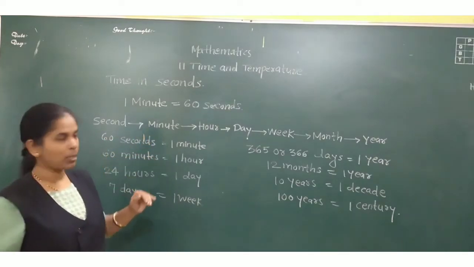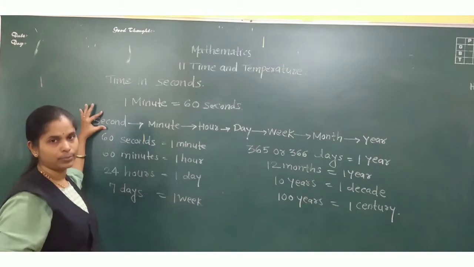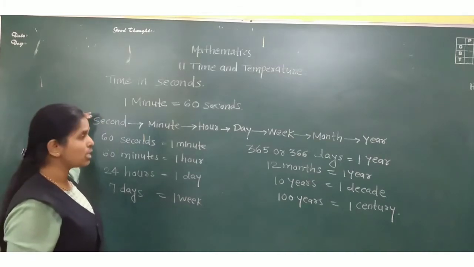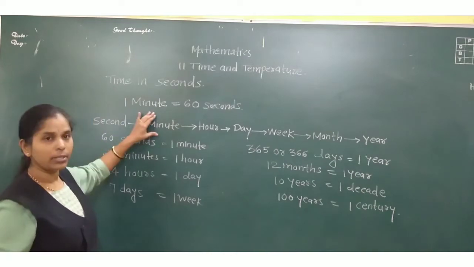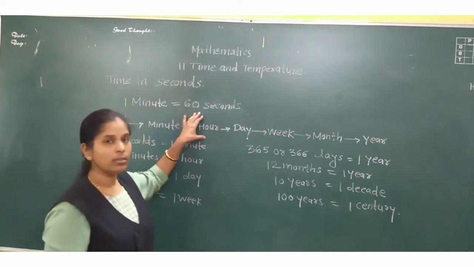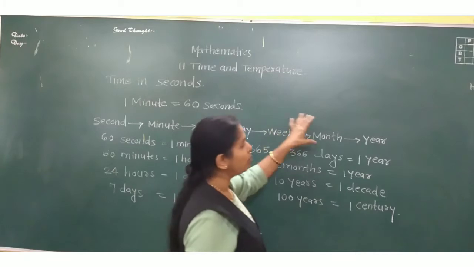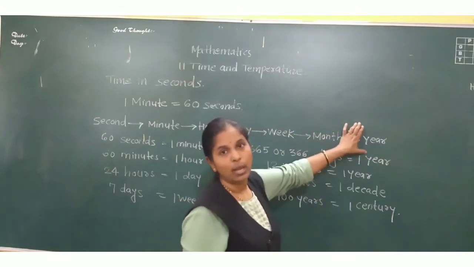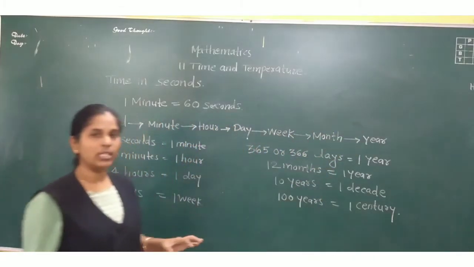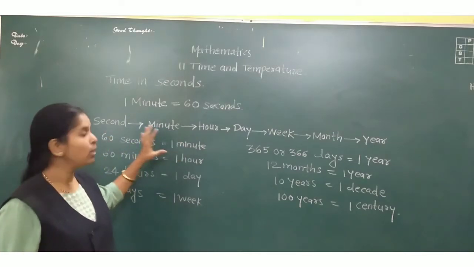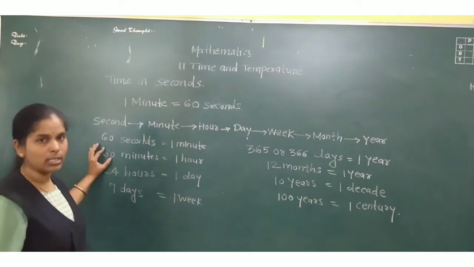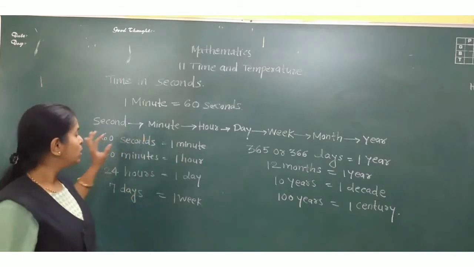Similarly, we will see some conversions. Second is the smallest unit of time. Second, minute, after that hour, day, week, month and year is the biggest one. Now we will see some conversions. 60 seconds makes 1 minute. 60 minutes makes 1 hour.